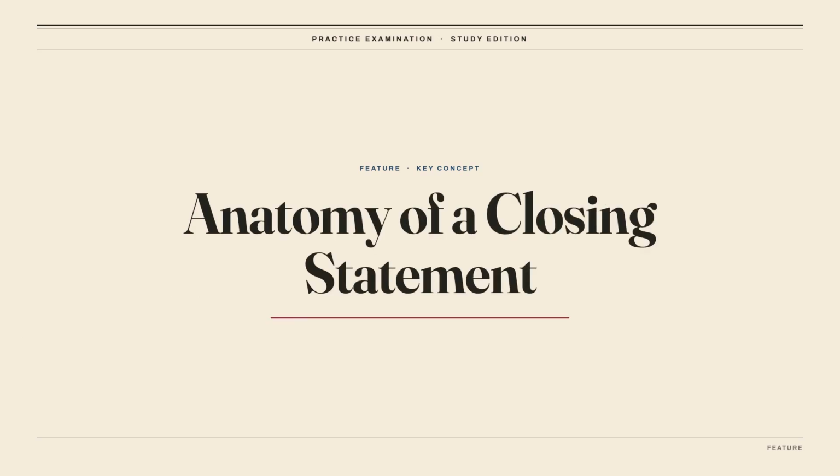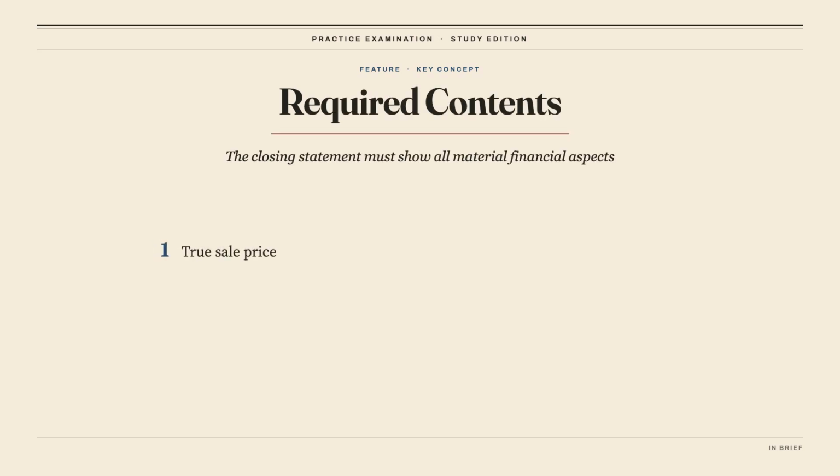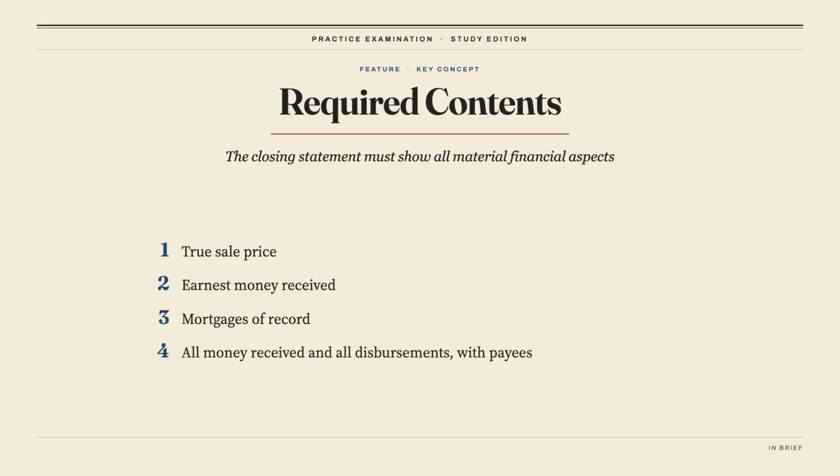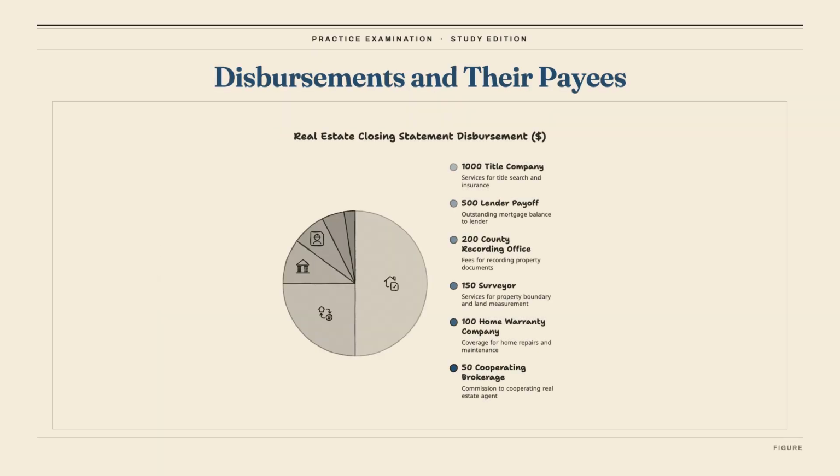A duty to account for other people's money is easy to claim and hard to prove later. That's why Missouri requires it in writing, at closing, in a document showing exactly where every dollar went. The rule specifies exactly what must appear: the true sale price, the earnest money received, mortgages of record, and all money the broker handled. The most tested item names both halves of disbursements, how much went out and to whom. Naming payees turns a summary into an accounting.